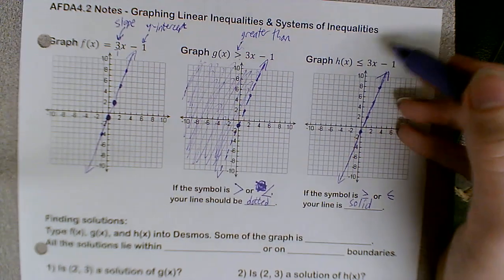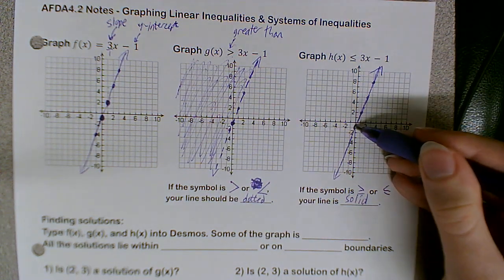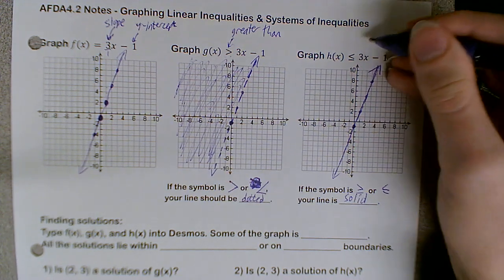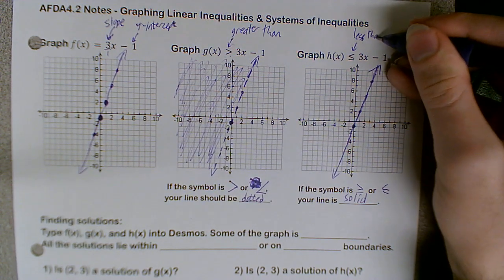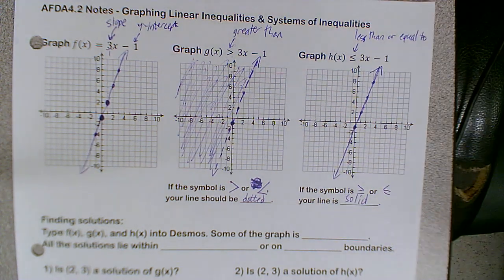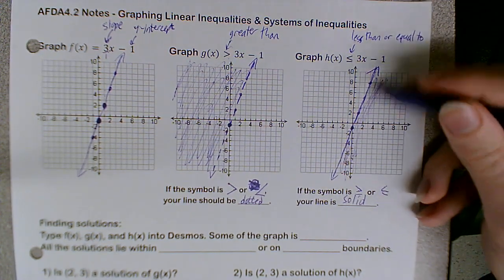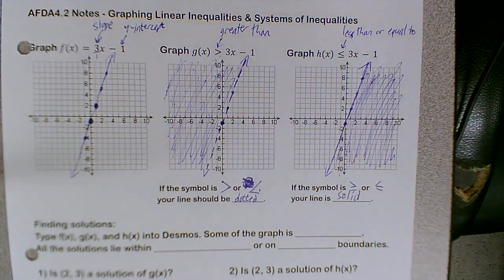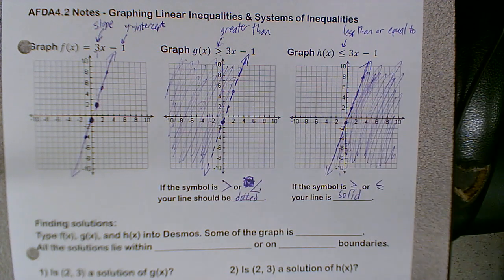But because it's not just an equal sign, there is still shading. So we're going to take our pencil, in this case I have a pen, and I'm going to move it down. Why did I move it down? Because this is less than or equal to. So because this is less than or equal to, I'm going to be shading values below. And so the solutions for this inequality lie anywhere within the shaded area and on the line itself.